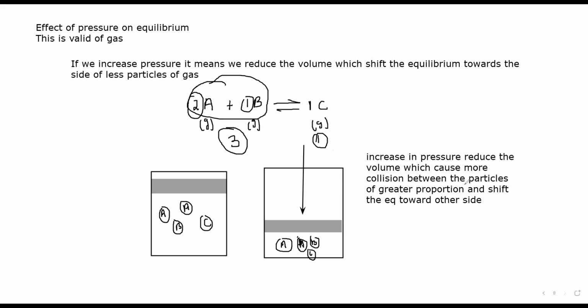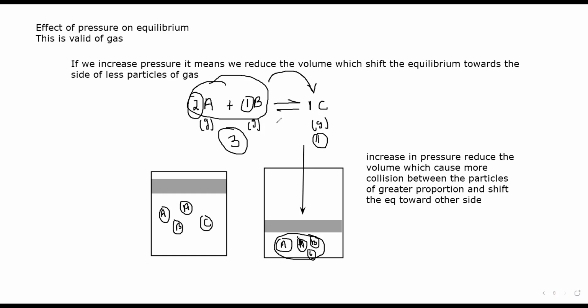So when I increase the pressure, I reduce the volume. When I reduce the volume, the particles will collide with each other, but which particles will have greater collision? The reactant particles will have greater collision. Why? Because they are in a greater proportion. So as they collide more often, the equilibrium, or the balance, will shift towards the opposite side. So in this case, it will shift towards the right hand side.